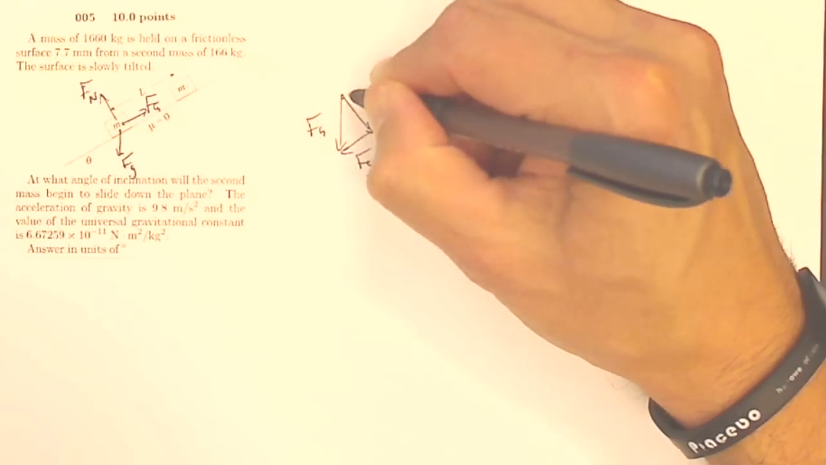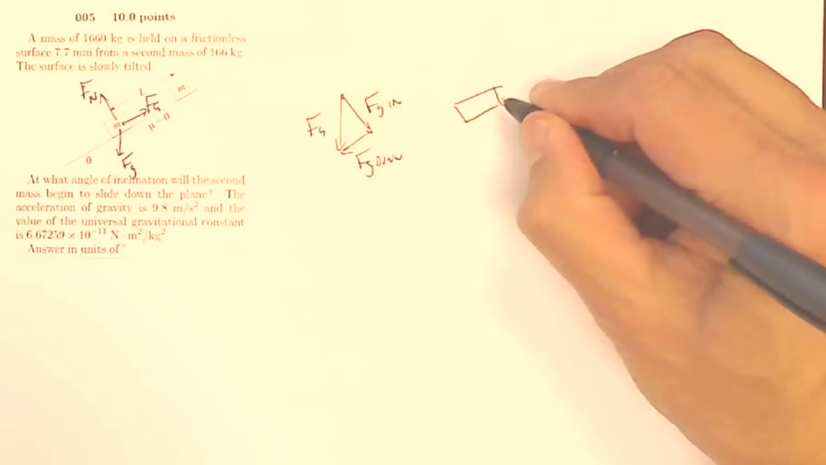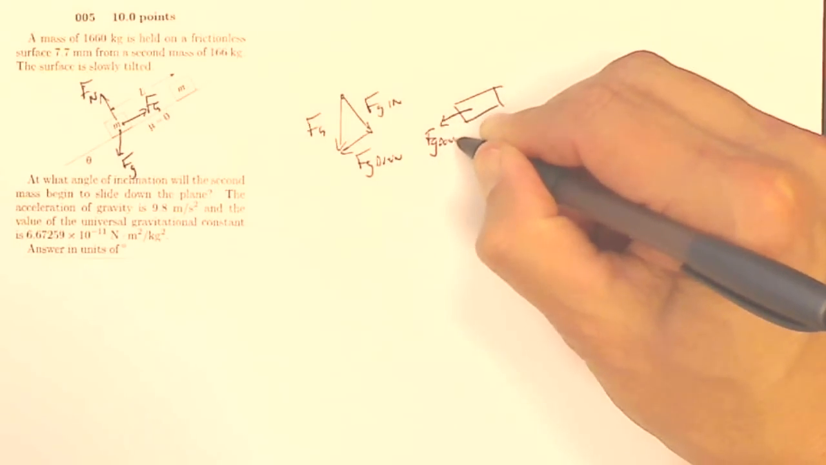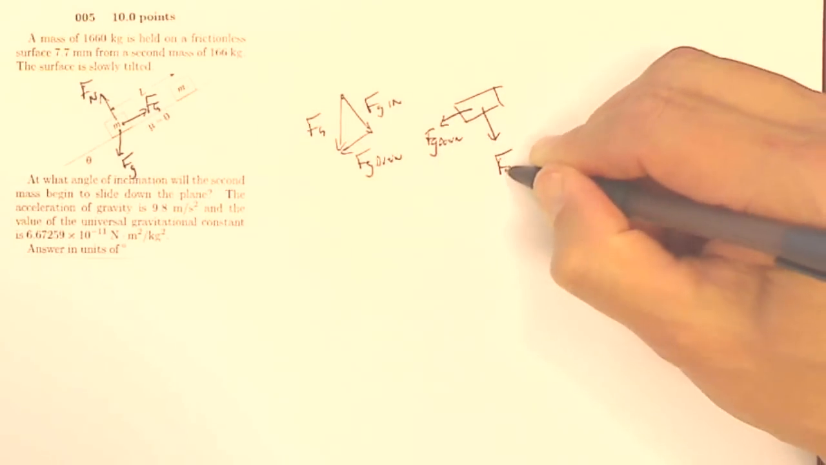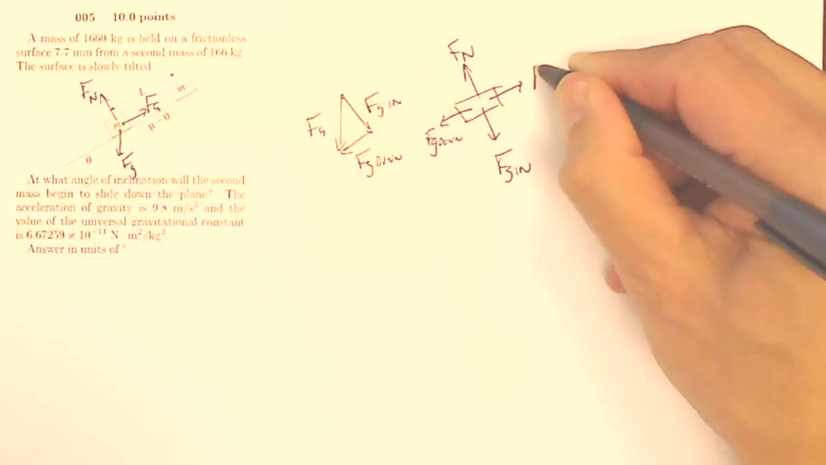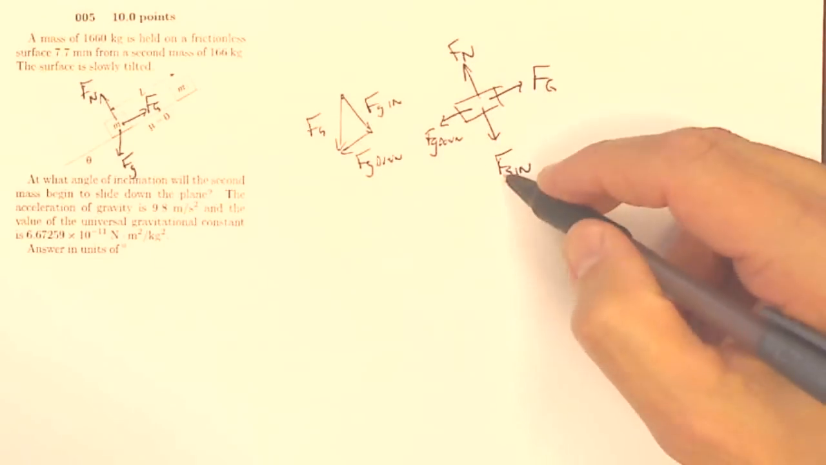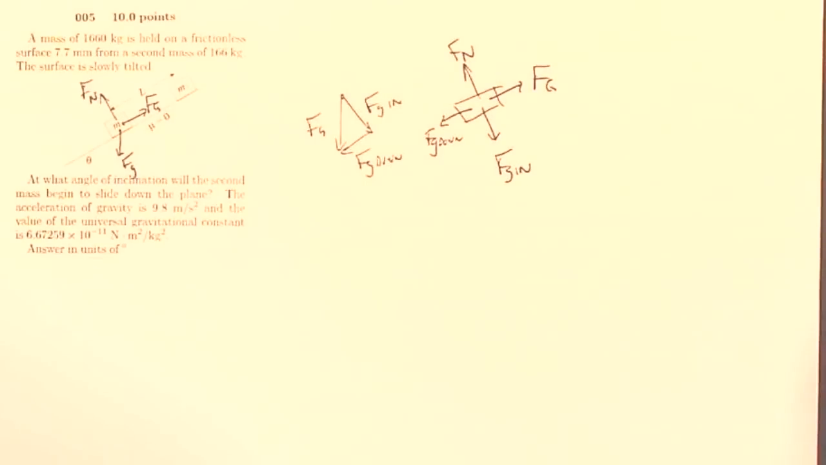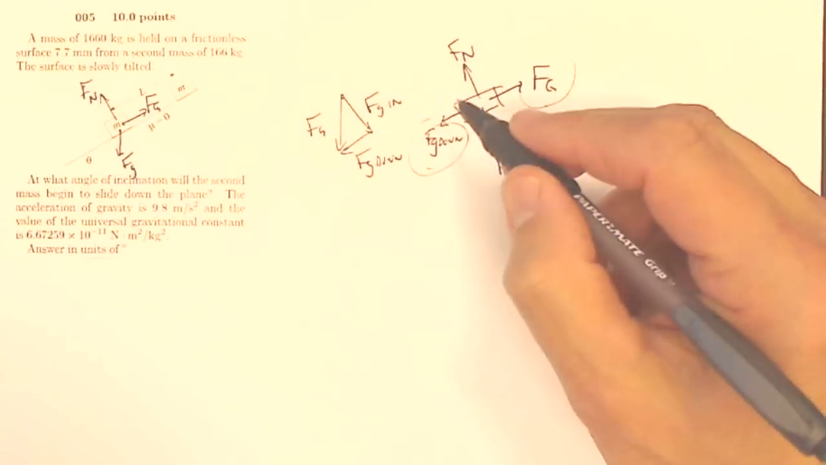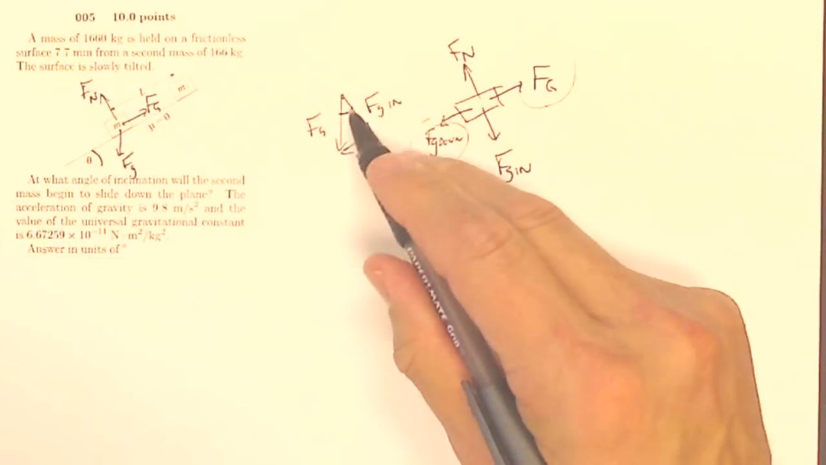Now I've got that mass sitting on the plane, and it's got a force of gravity down. This is the component, Fg down. It's got a component in, Fg in. It's got a normal force this way, and it's got a universal gravitational force this way. Well, the Fg in and the normal force are going to cancel each other out. So what this is really looking at is at what angle will this gravity down the slope equal the universal force of gravity.